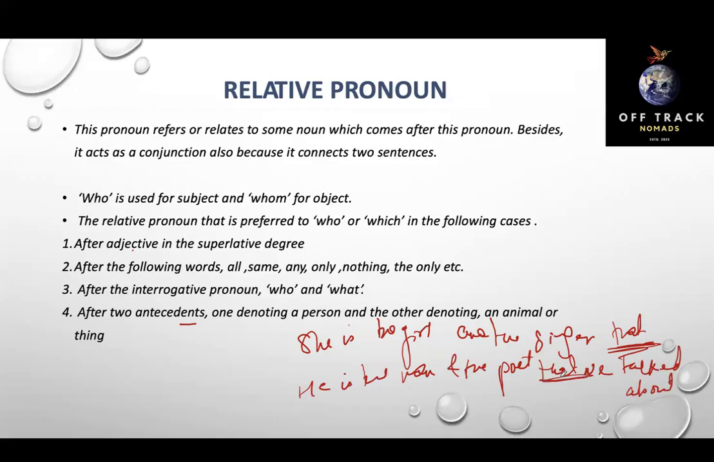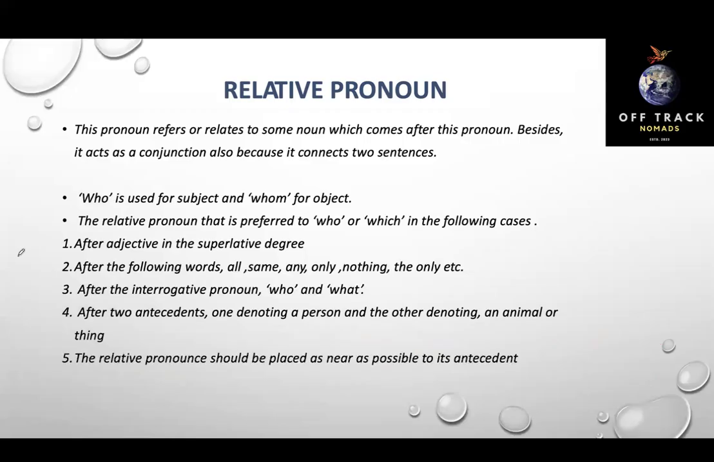Okay, he is the man and the poet that we talked about. So I have used that in place of a relative pronoun. Let's see the next one. The relative pronoun should be placed as near as possible to its antecedent. So place the relative pronoun close to the noun. A common mistake is placing the relative clause far from the noun it refers to, which gives an error.